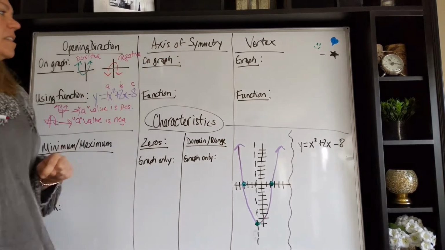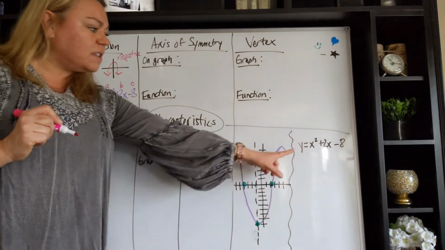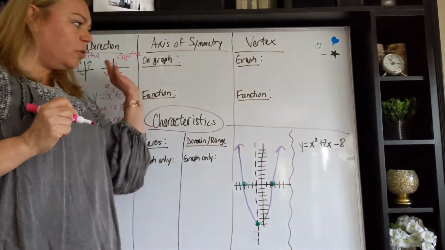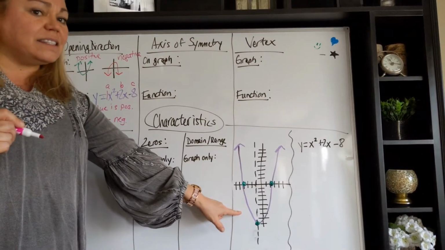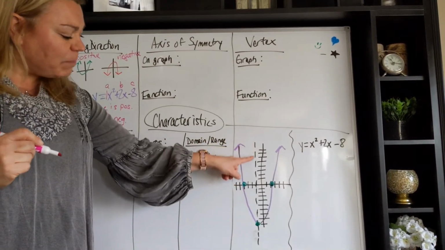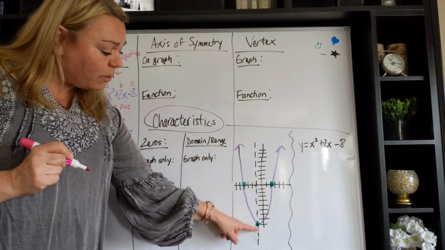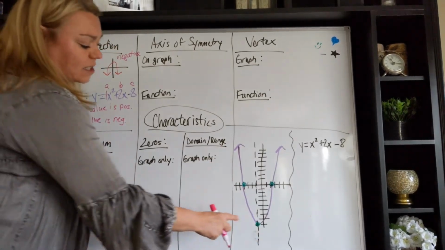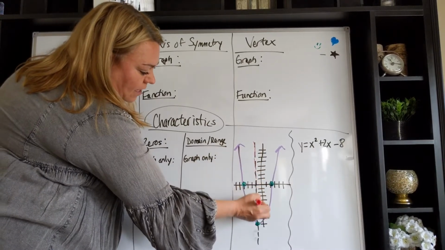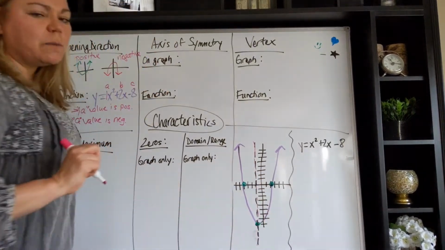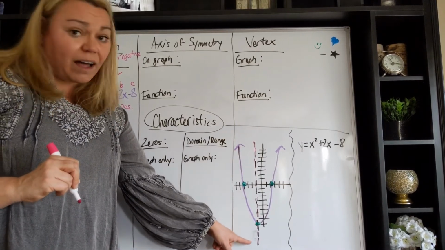The axis of symmetry. If I'm looking at a graph, and I'm actually going to reference this graph and this function down here as we work through these characteristics. On a graph, the axis of symmetry is a line that passes right through that center point or the very middle of the parabola. And it passes through this turning point right here. So this is my axis of symmetry right here. It's really an invisible line, but we draw it in with a broken line like this just so that we can see where it lies on the graph.